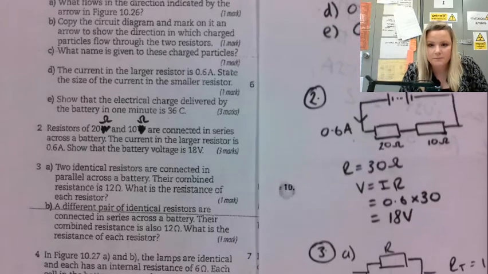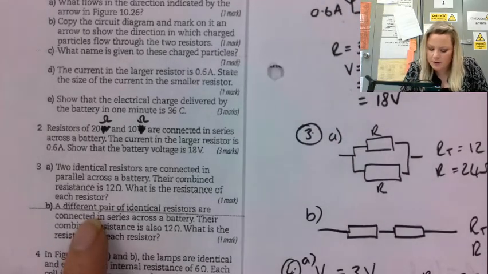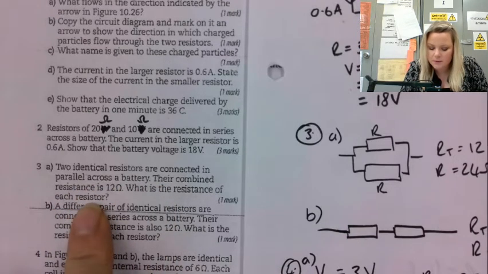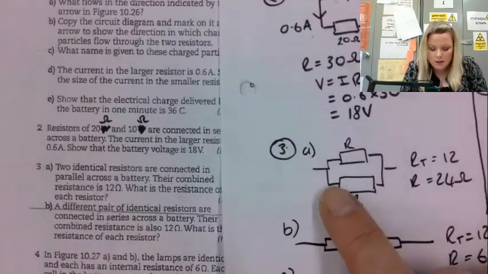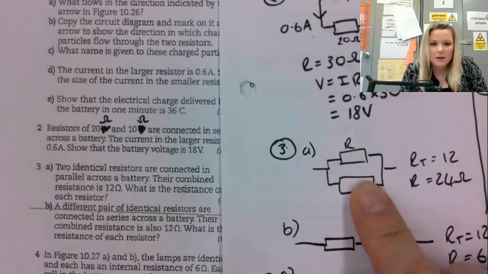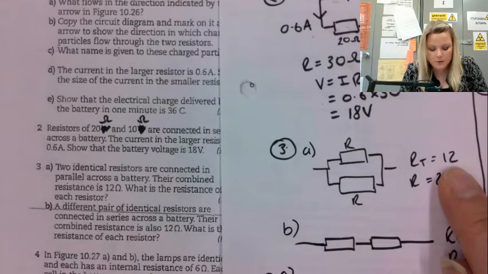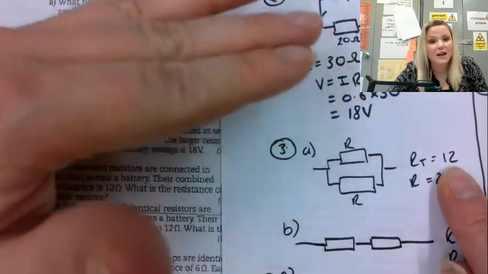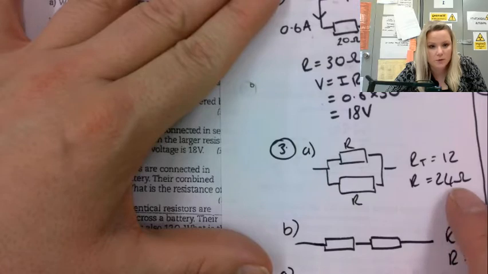Right, 3. Two identical resistors are connected in parallel across a battery. Their combined resistance is 12 ohms. What's the resistance of each resistor? Well, I get my working out not great here, but I've just sketched it. Two resistors connected in parallel, and we know combined these have a total resistance of 12 ohms. Well, if you remember the sneaky wee rule, if you've got two resistors the same as each other in parallel, the total resistance is just half of one of the resistors. So that must mean each of these is 24 ohms.